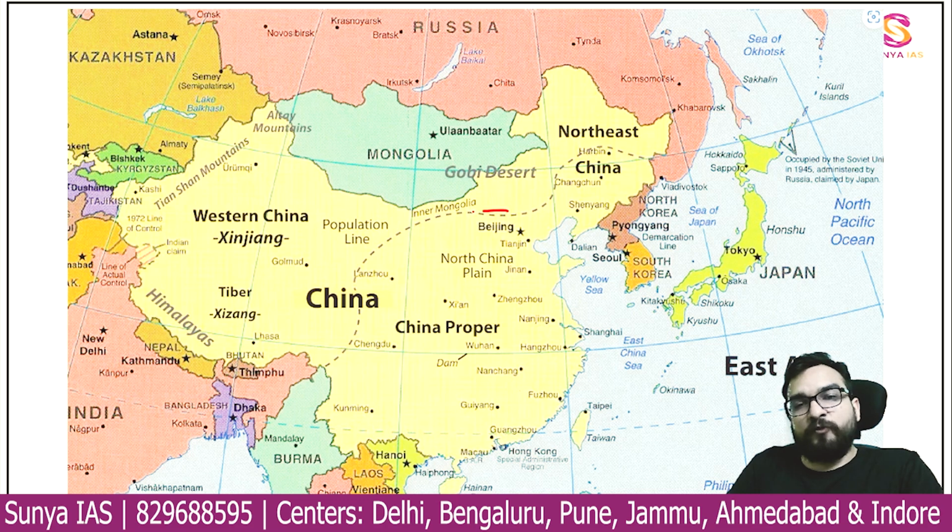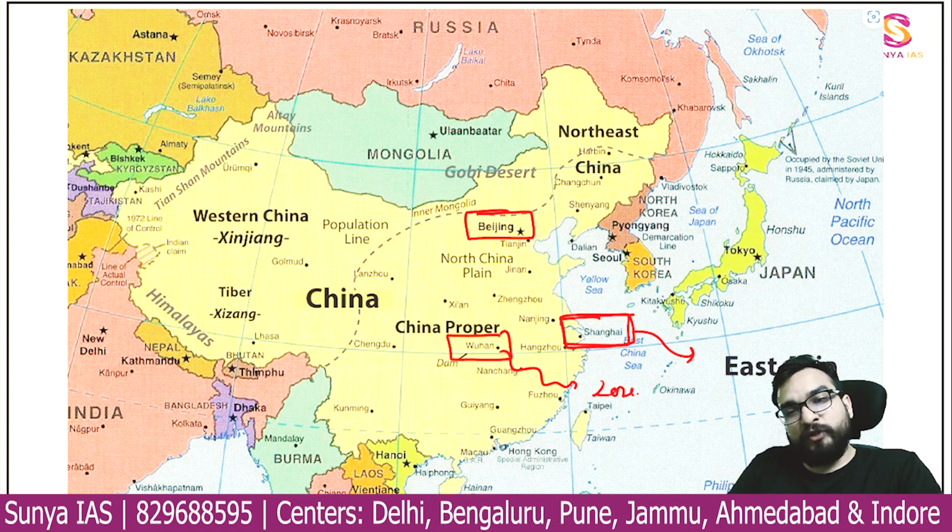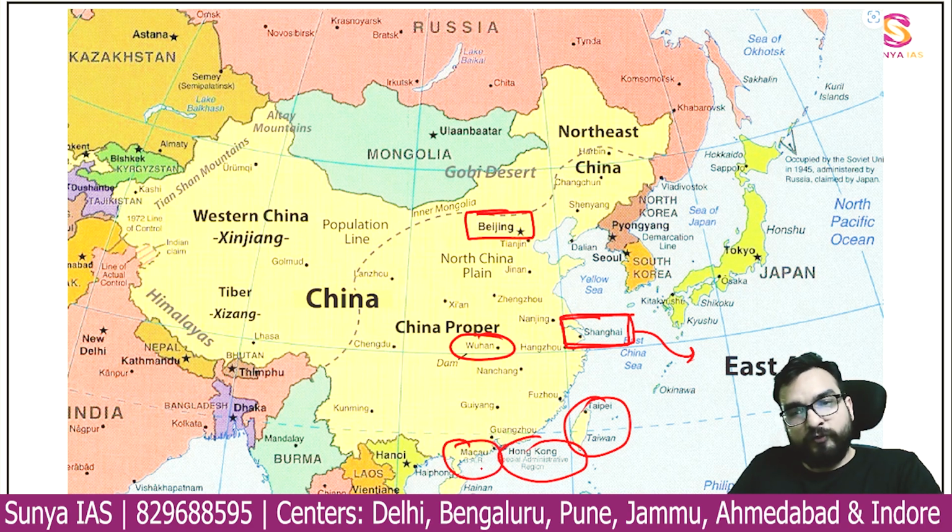In China, you should know Beijing. Here is Beijing. Over here, Shanghai. Do you remember Shanghai is an important port, guys? Over here you should know Wuhan, from where you know what happened in February 2020. Disaster city, you can say Wuhan. You should know Taipei, I have told you. Hong Kong, Macau. These three you should know about.